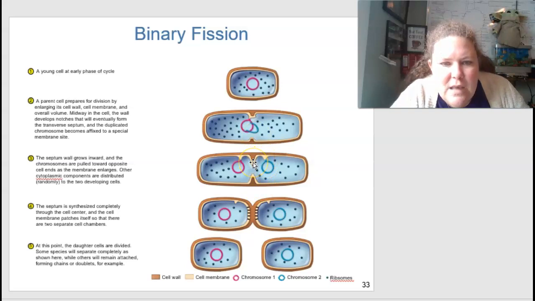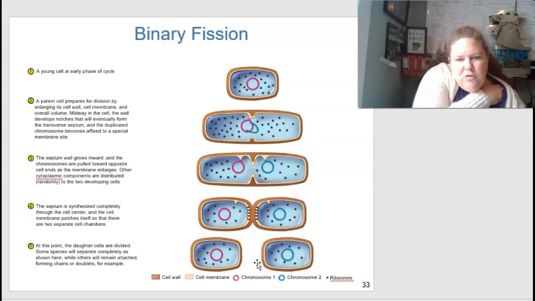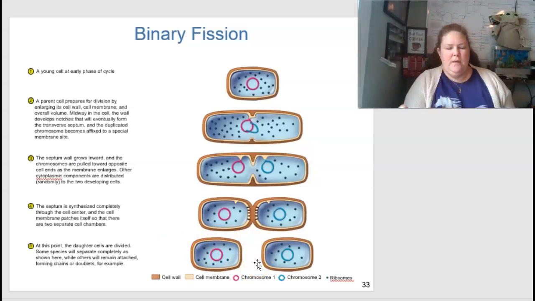And then in step three, the septum grows, or that splitter, right, is going to grow inward, and the chromosomes are pulled towards the opposite cell ends as the membrane enlarges. Then other cytoplasmic components are distributed randomly into the two developing cells. Okay. And then that septum is going to be made completely throughout the center of the cell. The cell membrane is going to patch itself so that there are now two separate cell chambers. And then at this point, the daughter cells are going to be divided. And some species are going to separate completely, as shown here, while others are going to remain attached, forming chains of doublets. Okay.